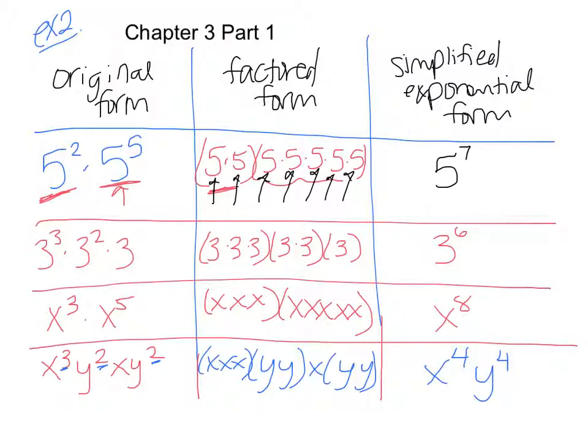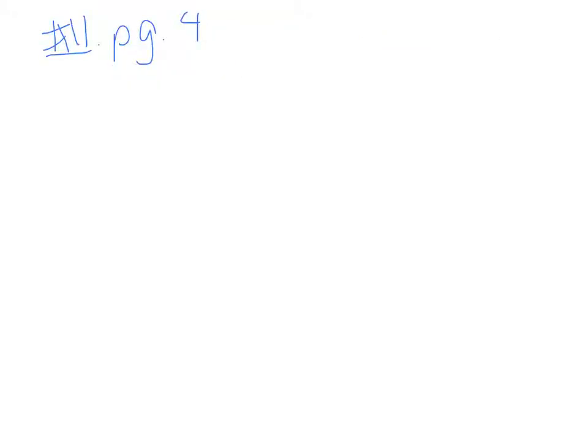So you are taking the original form, you're factoring it out, you're writing it out, and then you're simplifying it. This is, again, example 2 on page 1. Example 11 on page 4, we're going to do the same kind of idea, but now we are going to do some division.